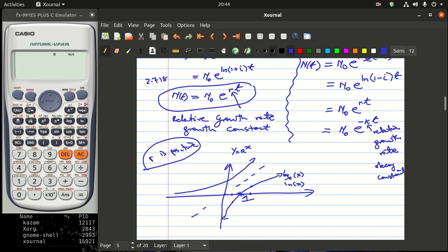So since it is a negative, I am taking that negative out such that this one here is a positive number. That's why we always have that negative there. We wanted this to be a positive number so that we can call it relative growth rate or a decay constant. That's what is happening here.